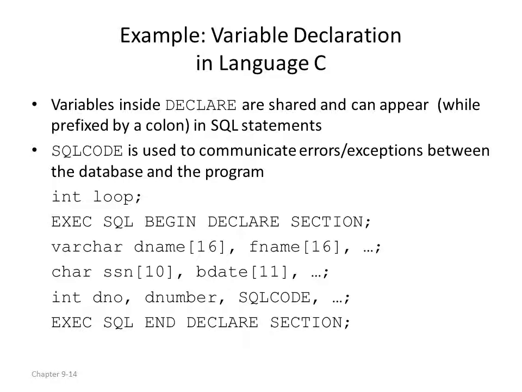SQLCODE is one of the important commands which is used to communicate the errors or exceptions which can appear between the database and the program. All the SQL attributes will be declared by taking help of the declare command.